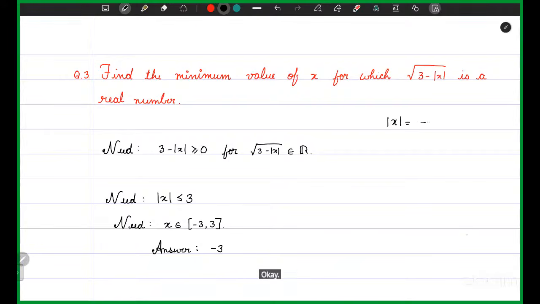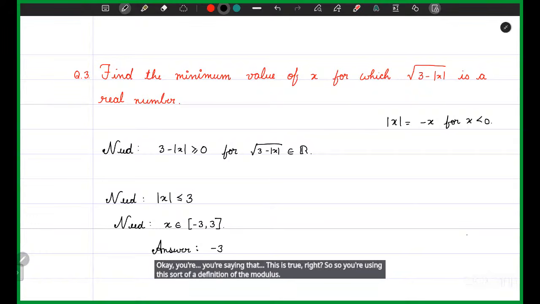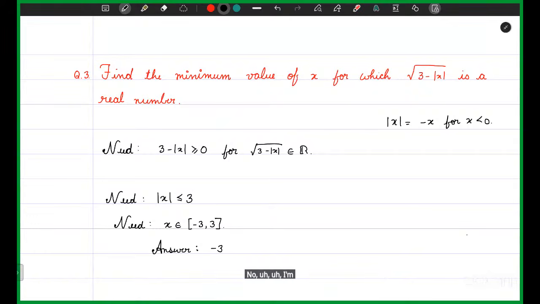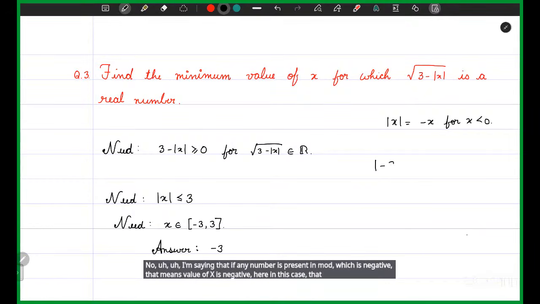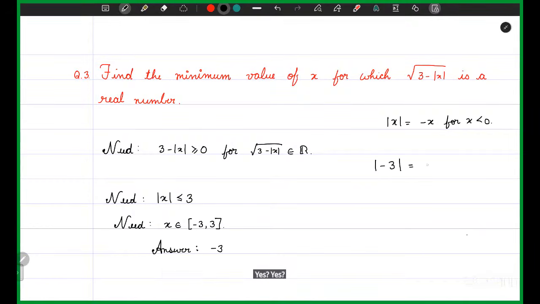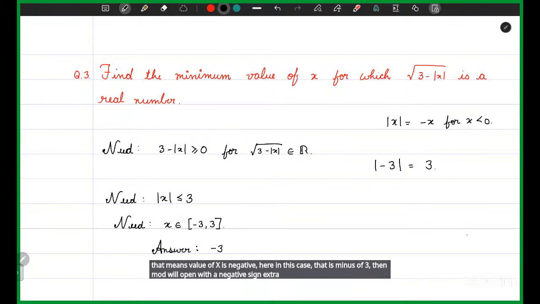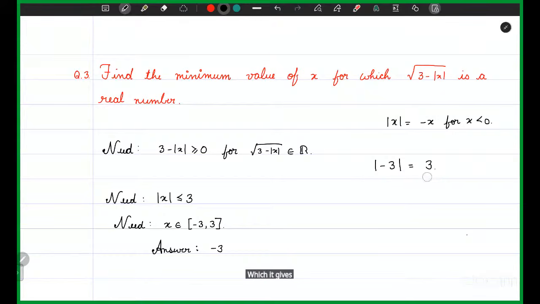You're saying that this is true, right? So you're using this sort of a definition of the modulus. I'm saying that if any number present in the mod is negative, that means the value of x is negative here, in this case minus 3, then the mod will open with an extra negative sign. Then it will open as minus times minus of 3, which will give us plus 3. Okay for you? The result of this expression over here is plus 3.